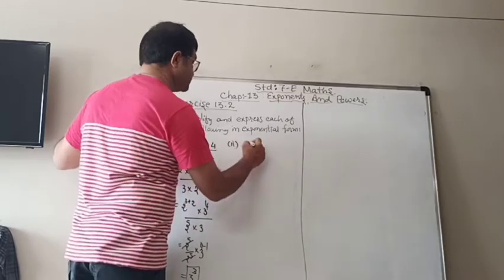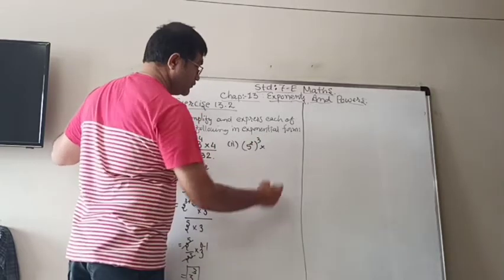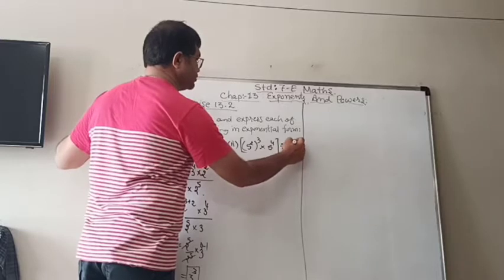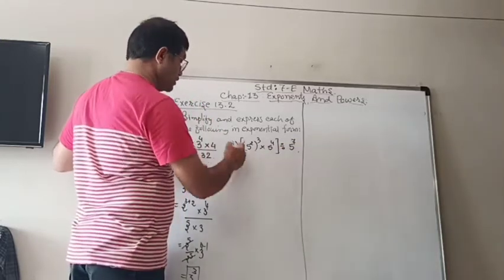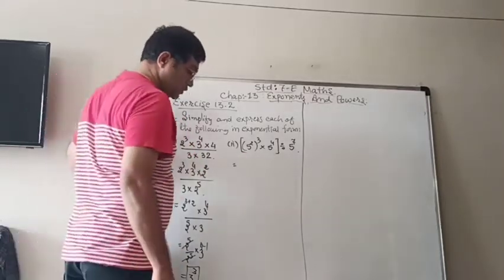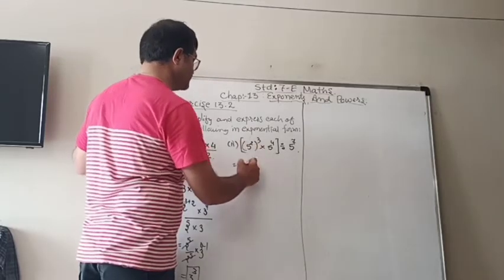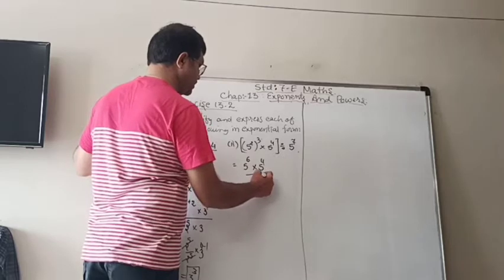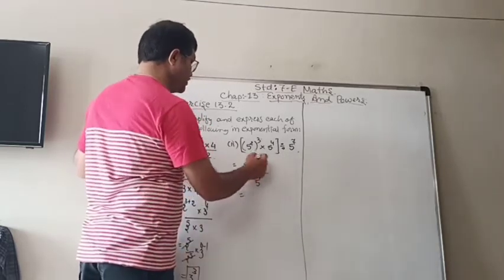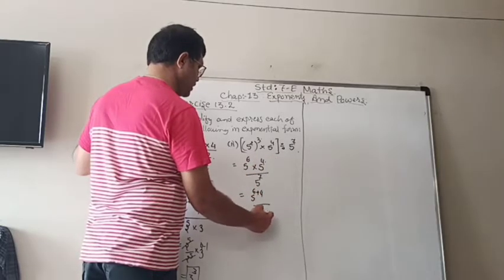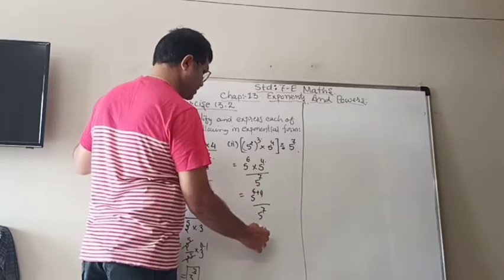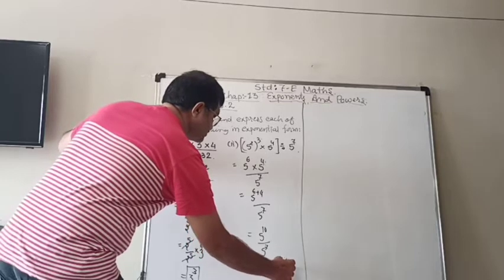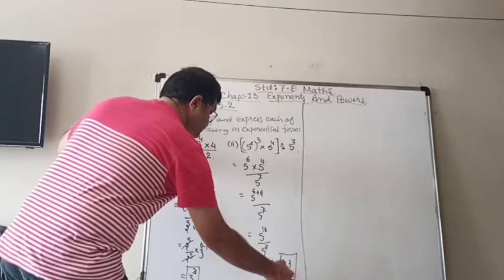Second, 5 squared, cubed, 5 raised to 4, divided by 5 raised to power 7. So here you have to use the rule power of power. So 5 raised to 2 threes are 6. Divided by, you can write it in the denominator. So 5 raised to 6 plus 4 upon 5 raised to 7. 6 plus 4 is 10. So now the rule: 5 raised to 10 minus 7, and that is 5 cubed.